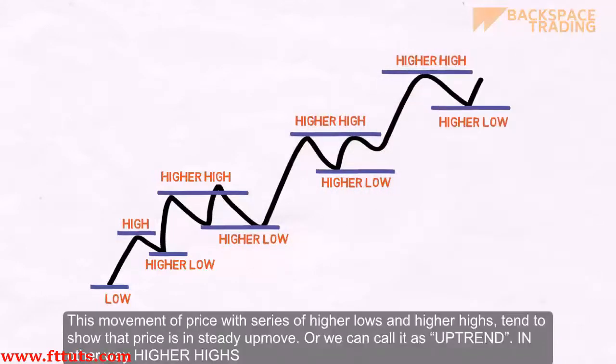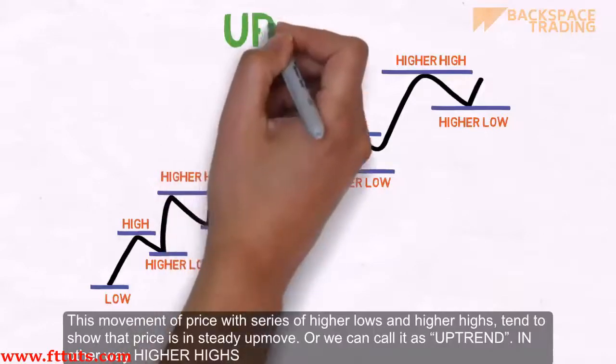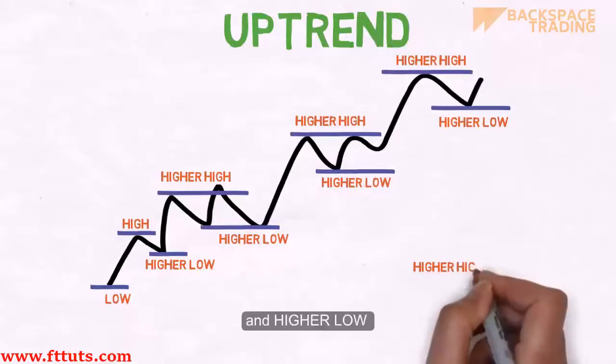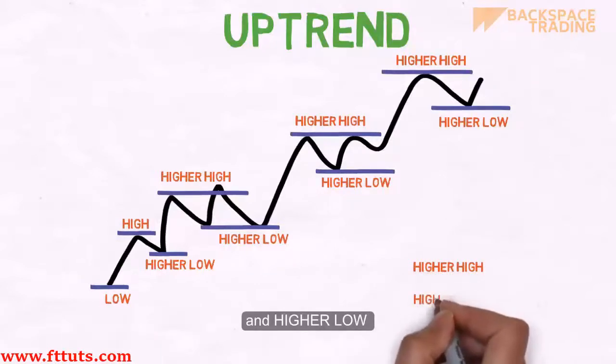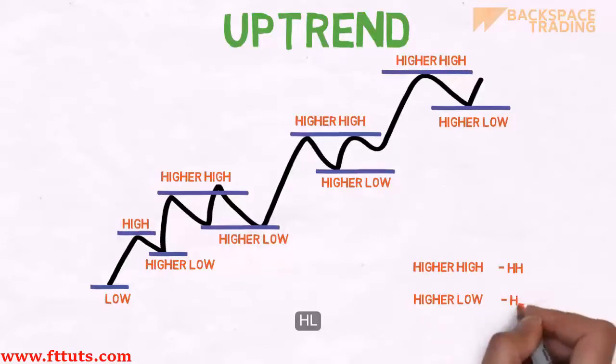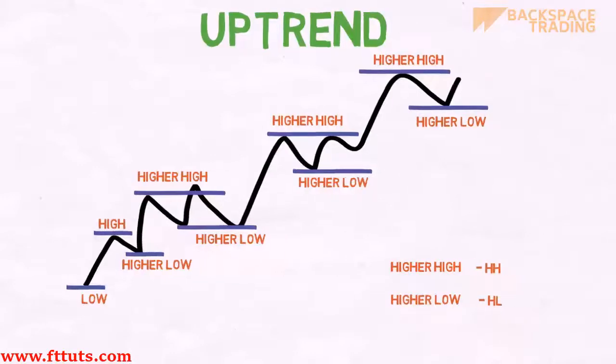This is the actual representation of price waveform. This movement of price with a series of higher lows and higher highs tends to show that price is in a steady up move. We can call it an uptrend. In other words, higher highs and higher lows can be shortened to HH and HL. I know we are getting into the core now, which might be a little hard to grasp initially. Please don't worry, okay? Going through this course over and over multiple times will make it easier for you. So kindly go through it.